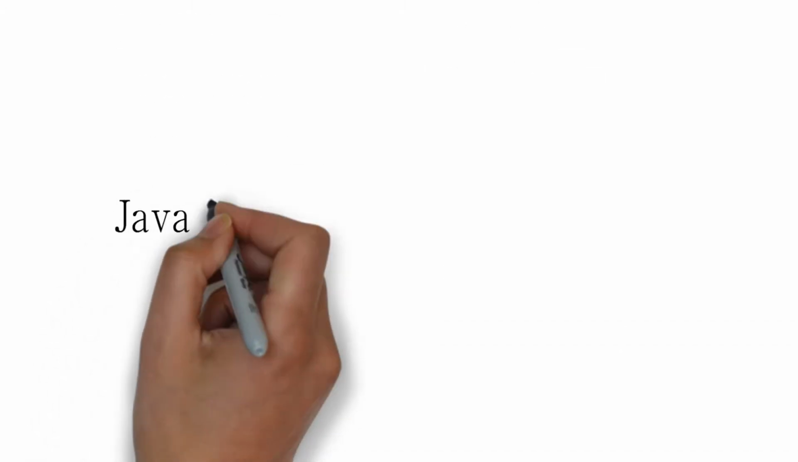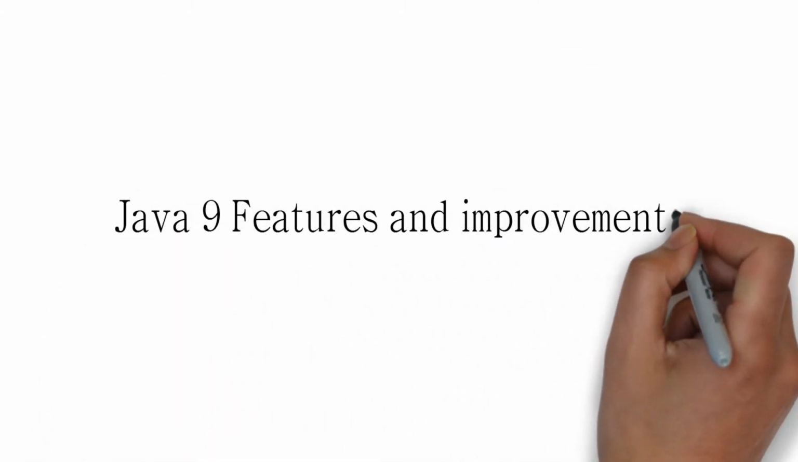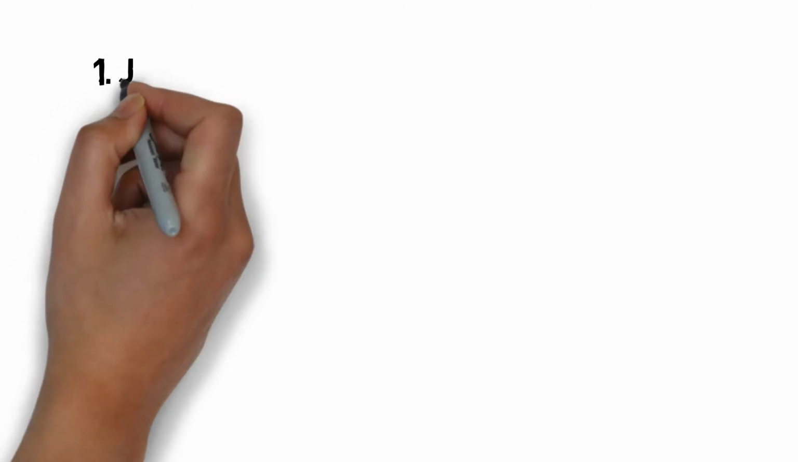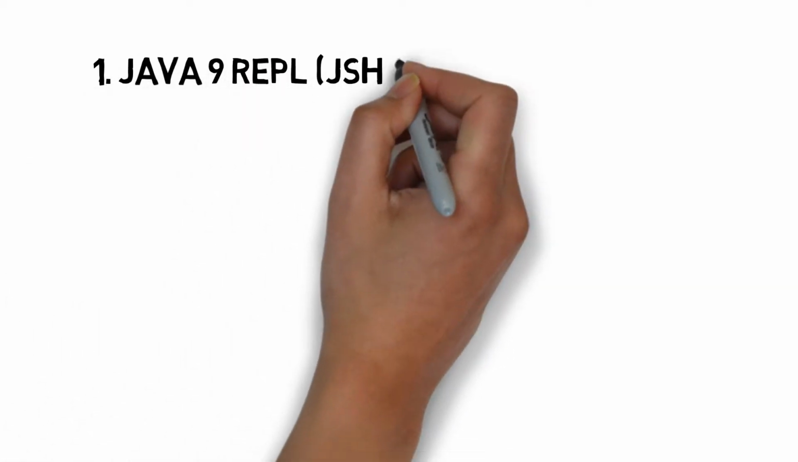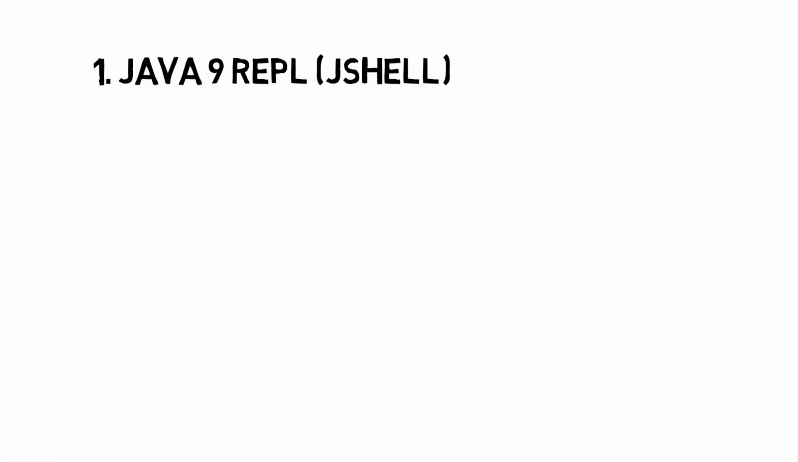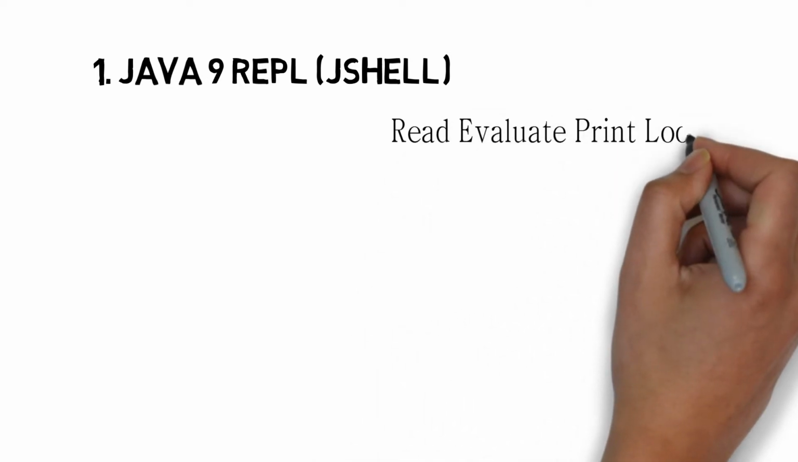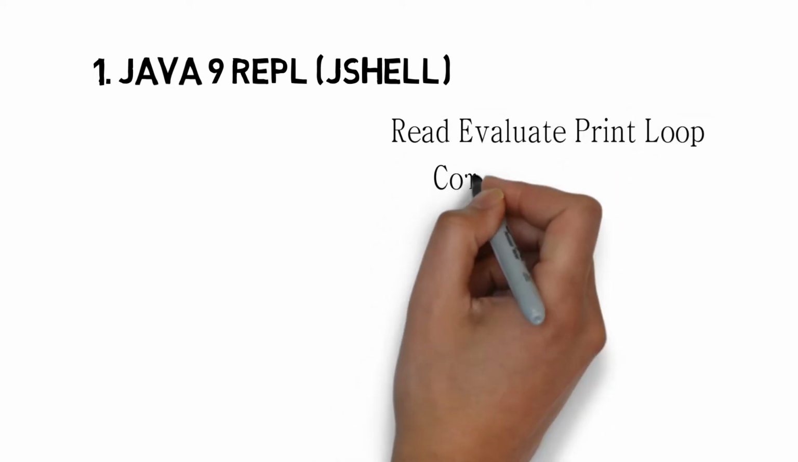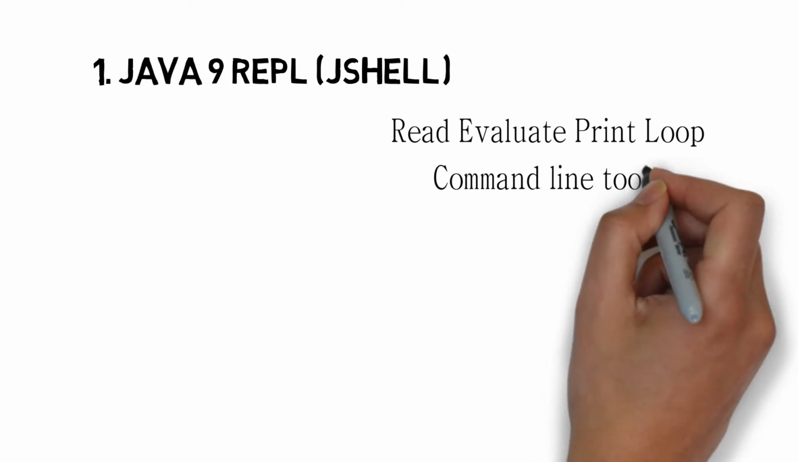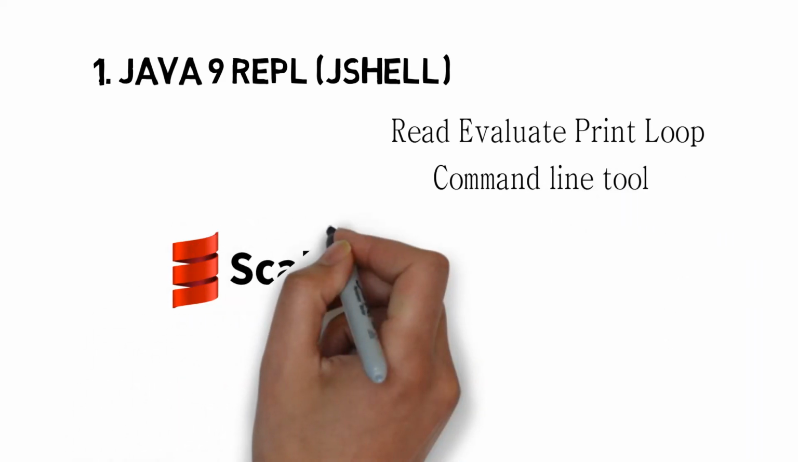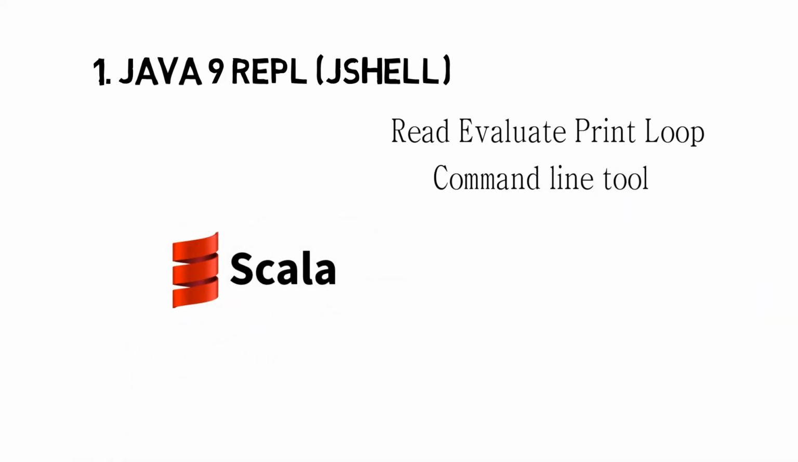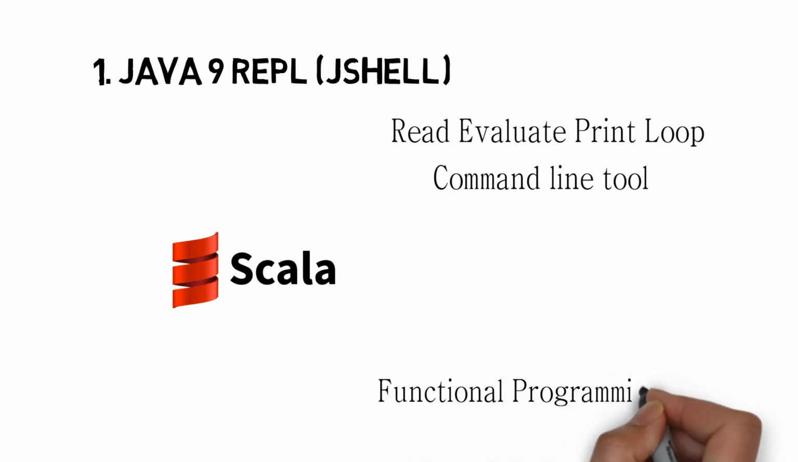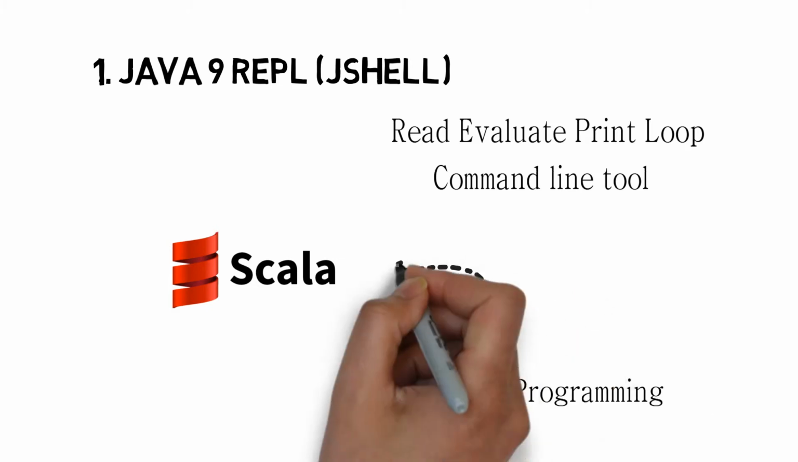Now moving on to Java 9 features and improvements. The first one we have is Java 9 REPL, also known as JShell. It stands for Read, Evaluate, Print Loop, which is a command line tool for executing the Java constructs. Oracle is trying to merge the features of Scala-like programming, which is functional programming. That is why it is released as a part of Java 9 features.